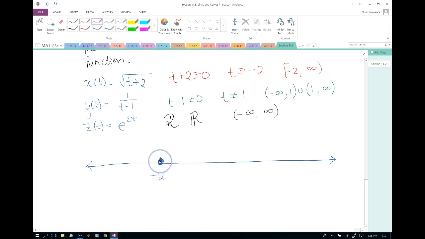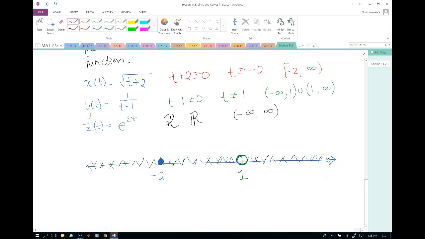For x of t, we are allowed to use negative 2, and we're allowed to use anything larger. So all the way to the right is positive infinity. For y of t, we've got to throw out the number 1. So I've got a big open circle on the 1. It's open because we can't use it. But we are allowed to use everything else. All the way down to negative infinity, all the way up to positive infinity. And then our z of t, the domain was all real numbers. So I'm going to shade the entire number line.